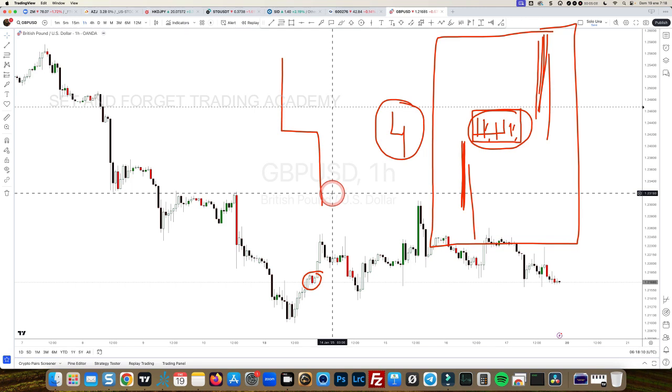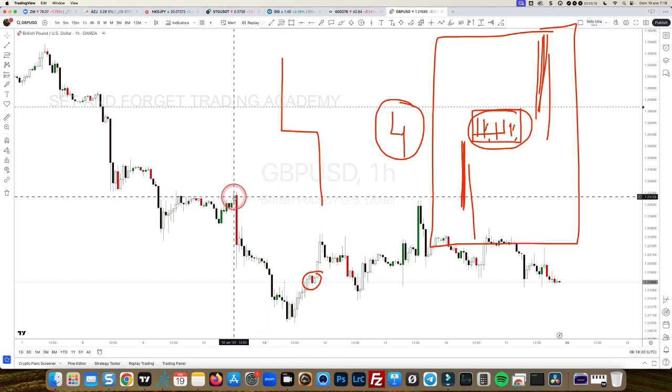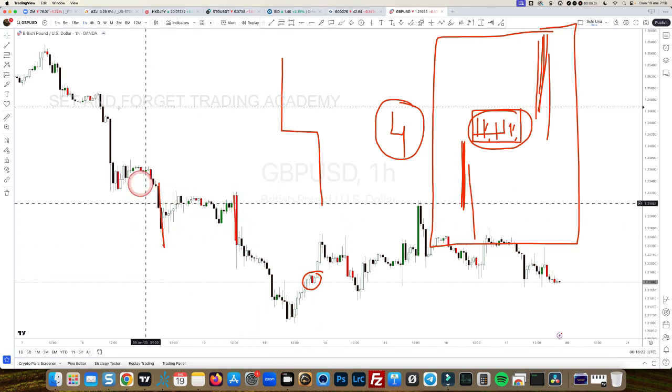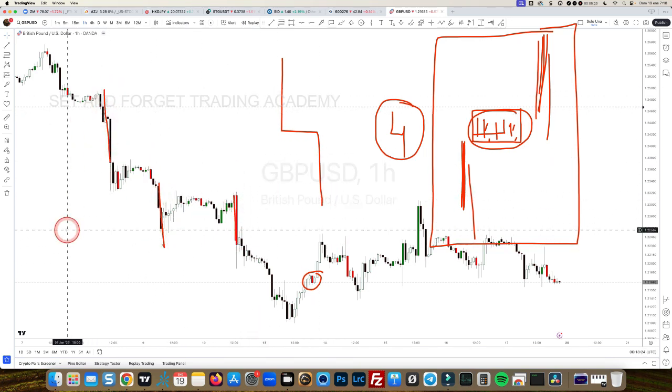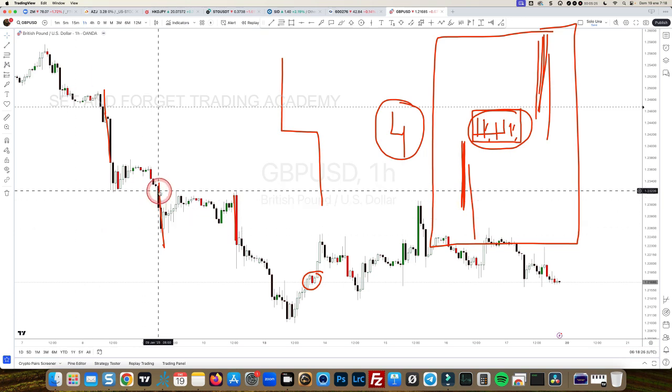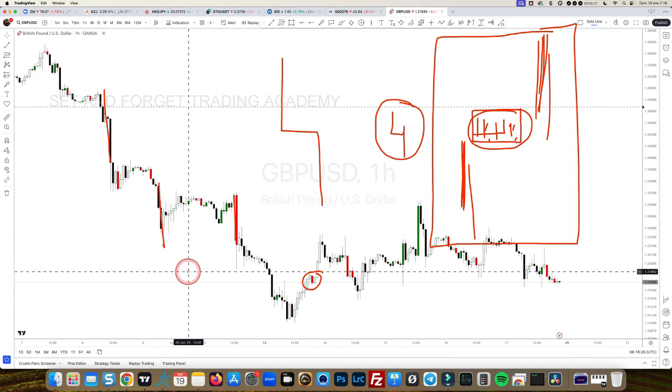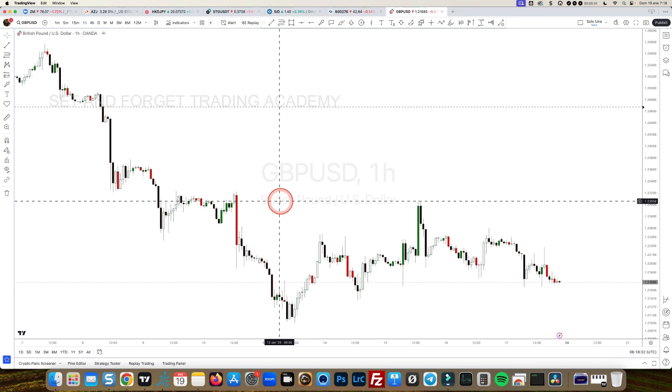Let me explain it another way. Every imbalance is made of strong impulses. We've got a strong impulse, we've got a strong impulse. Every imbalance is made of them, but not every impulse becomes an imbalance. That's crucial to understand.